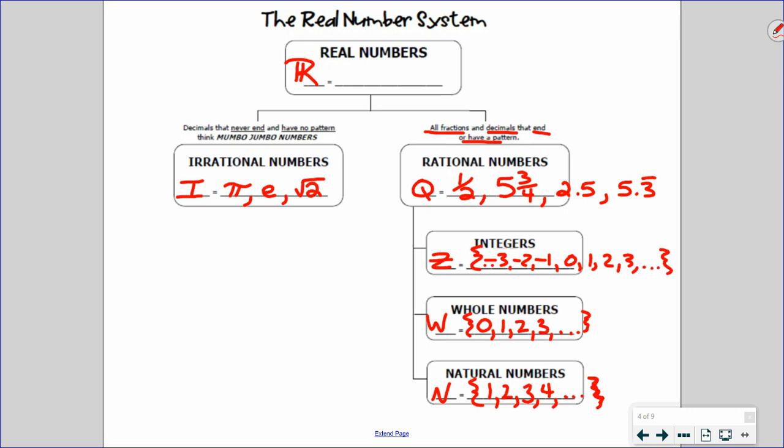But again, these are all considered rational numbers, okay? These are all subsets of rational numbers because natural, whole, and integers can all be written as fractions by just putting a 1 under it. We can even write 0 as a fraction by putting a 1 under it. We can represent negative numbers as a fraction by putting a 1 under it. So all of these are underneath rational numbers because they are subsets of rational numbers.